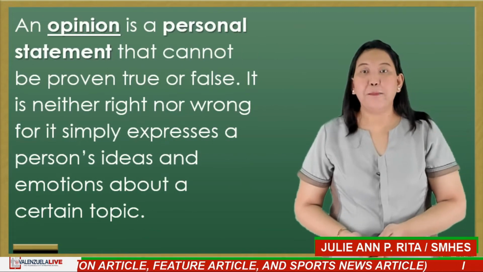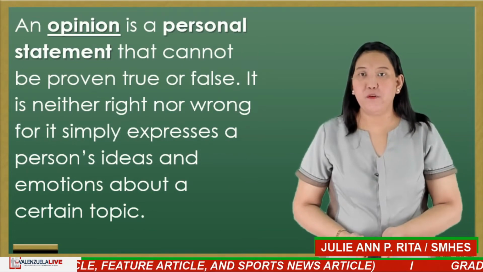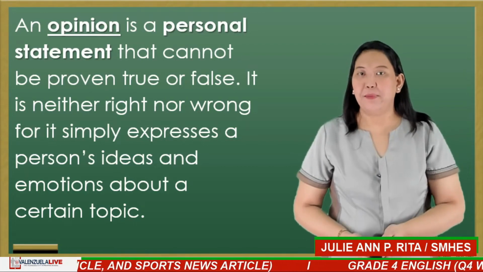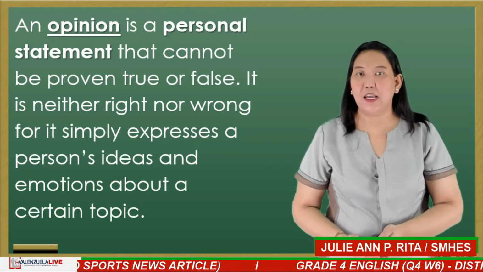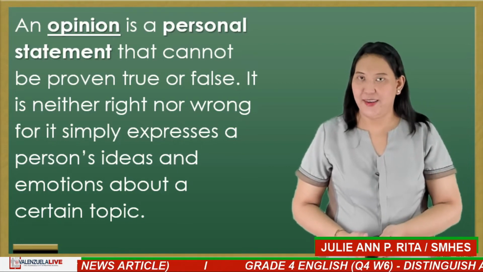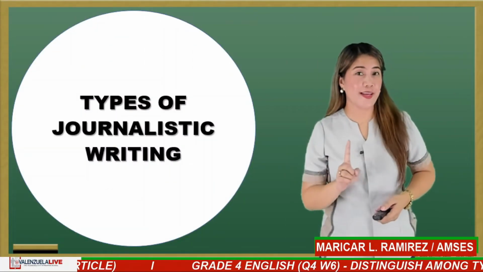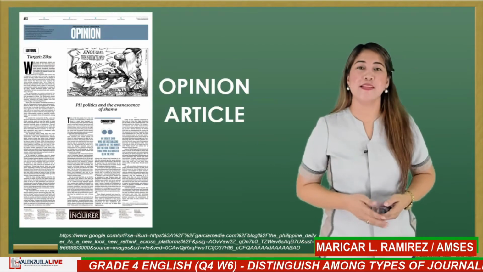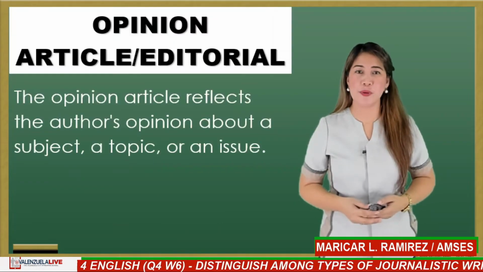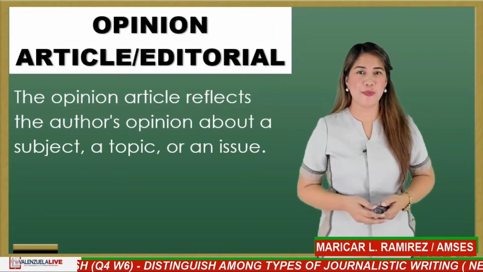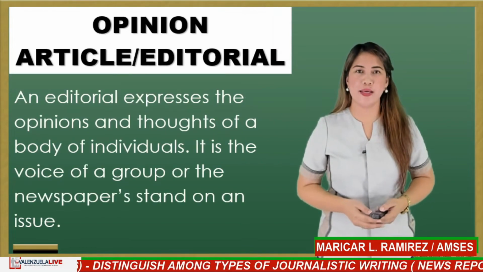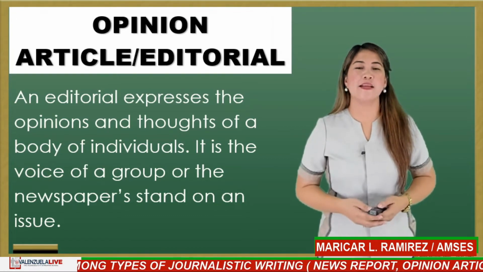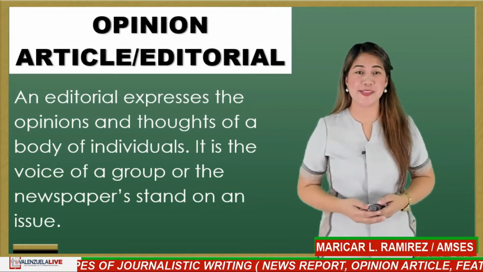An opinion is a personal statement that cannot be proven true or false. It is neither right nor wrong, for it simply expresses a person's ideas and emotions about a certain topic. One of the types of journalistic writing is the opinion article or editorial. The opinion article reflects the author's opinion about a subject, a topic, or an issue, while an editorial expresses the opinions and thoughts of a body of individuals. It is the voice of a group or the newspaper's stand on an issue.